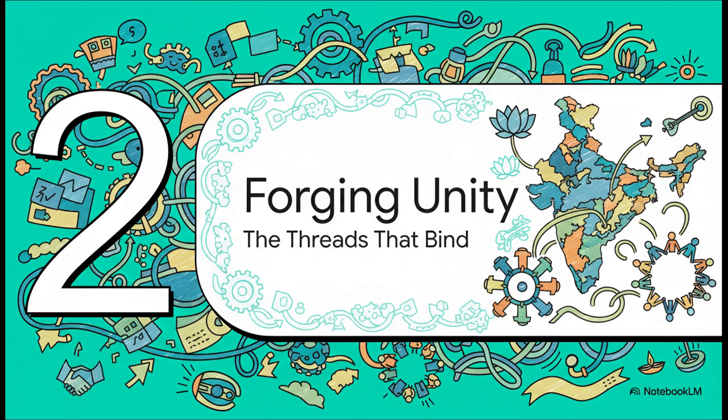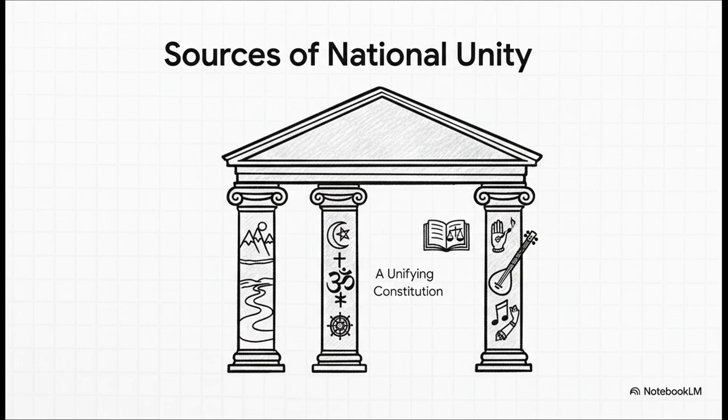Now we're going to explore the factors of unity, the shared experiences and systems that create a sense of oneness across this incredibly diverse landscape. Our source material points to several key pillars that help build this national unity. We're going to quickly touch on the roles that geography, religion, the Constitution, and culture all play.